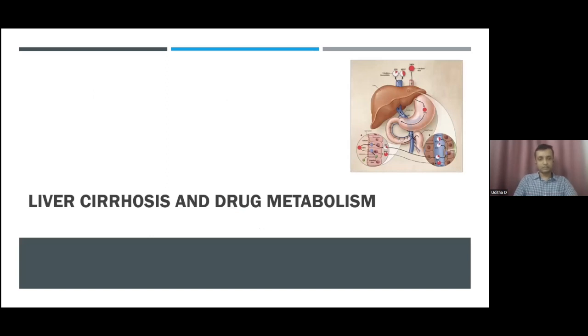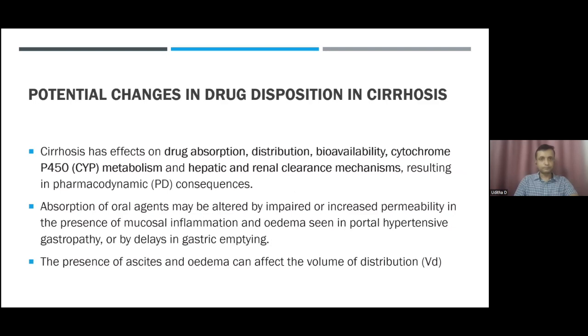So just a bit of the pharmacological or the chemical details, the liver cirrhosis and drug metabolism. There are a lot of potential changes in the drug disposition or drug metabolism in cirrhosis. Cirrhosis has effects on drug absorption, distribution, bioavailability, and of course metabolism, because a lot of drugs are metabolized by the liver, especially by the cytochrome P450 system, as well as hepatic and renal clearance mechanisms.